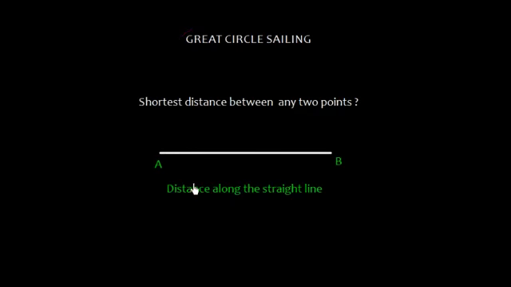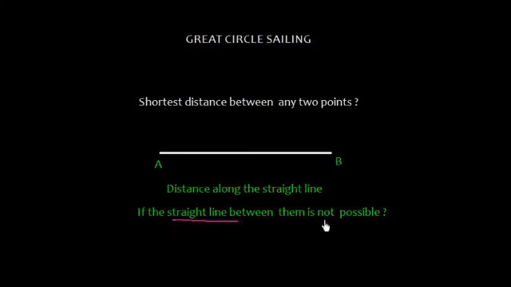So there are 2 points here, point A and point B, and if they are on a plane surface, then the shortest distance will be the distance along the straight line. However, if these 2 points are not on the straight line, then what is the shortest distance?